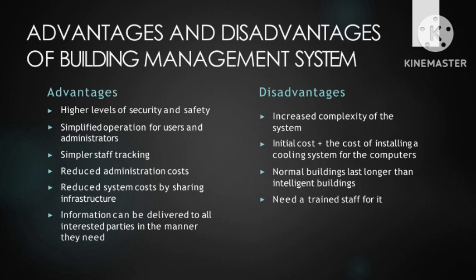Now we are going to see advantages and disadvantages of building management systems. Advantages. 1. Higher levels of security and safety. Building management systems enhance security measures, ensuring a safer environment for occupants. 2. Simplified operation. Users and administrators find it easier to operate and manage building systems with BMS. 3. Simpler staff tracking. BMS facilitates efficient tracking of staff movements within the building, improving management processes.